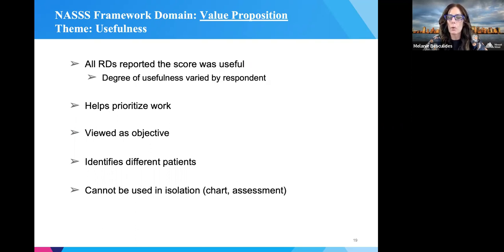They used it to help prioritize their work. In other words, which patients they would see in what order. But the degree of usefulness definitely varied by respondent. And the original hospital, Mount Sinai Hospital, where we implemented it, they tended to think that the output from the tool was more useful. And I'll talk a little bit more about this later. In general, everybody thought that the score was objective. It was based on real data, and they really valued that.